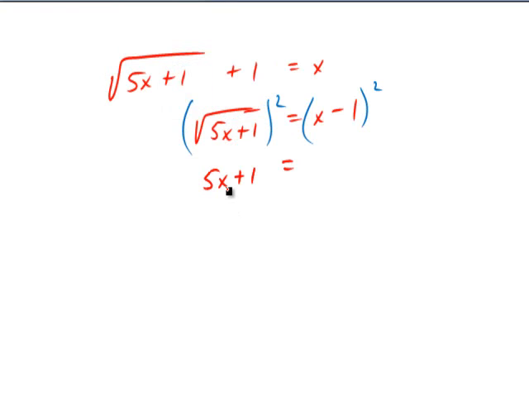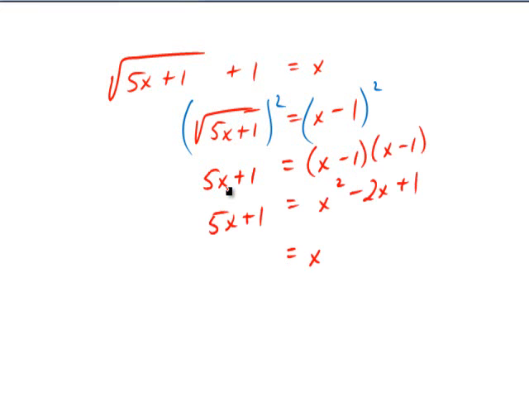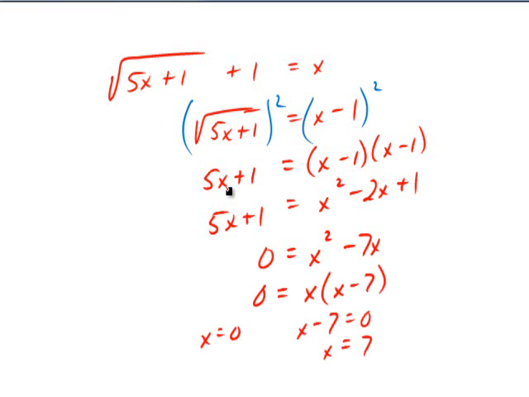On the left-hand side, I have 5x plus 1. On the right-hand side, x minus 1 times x minus 1. If I multiply that out, I get x squared minus 2x plus 1. It's quadratic, having x squared, so let's get everything on one side equal to 0. I can subtract 5x. I can subtract 1. I can factor, factoring x out of both terms, and set each factor equal to 0. I get possible solutions of 0 or 7.